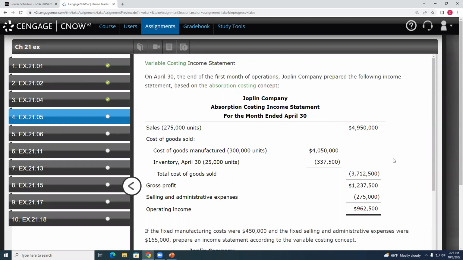On April 30th, the end of the first month of operations, Joplin Company prepared the following income statement based on the absorption costing concept. So this income statement is in the format that they could use for their external reporting for GAAP.